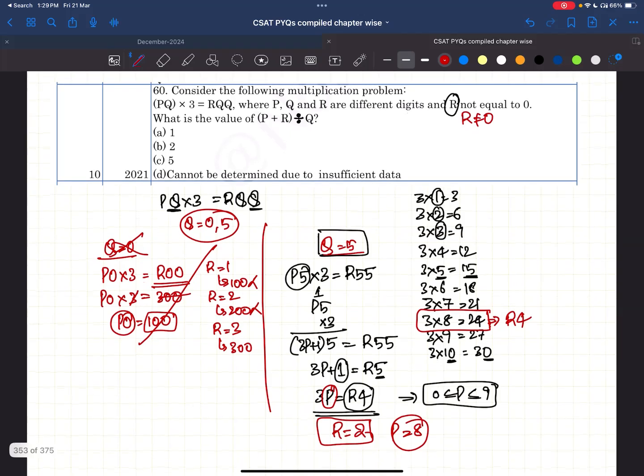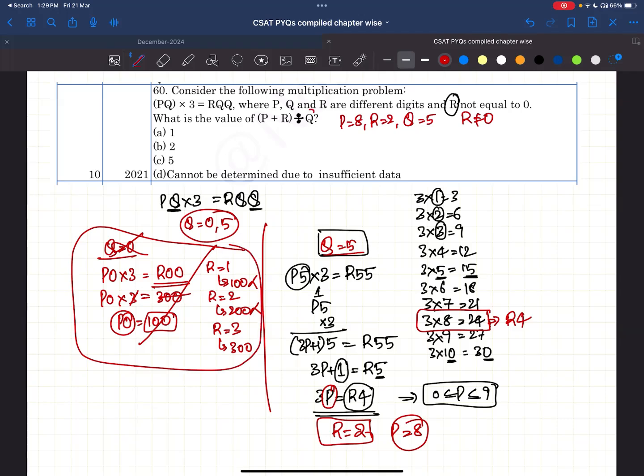What is asked in the question? P plus R divided by Q. We got P is equal to 8, right? R is equal to 2, and Q we got 5. Right? See, in here also, no need of calculating all these things. We have to divide it by Q, right? So we can't take 0 as the value, right? Unnecessarily we have calculated all these things. Here it is. P plus R will be 10 divided by 5. That means what is the answer? Answer is 2, right?